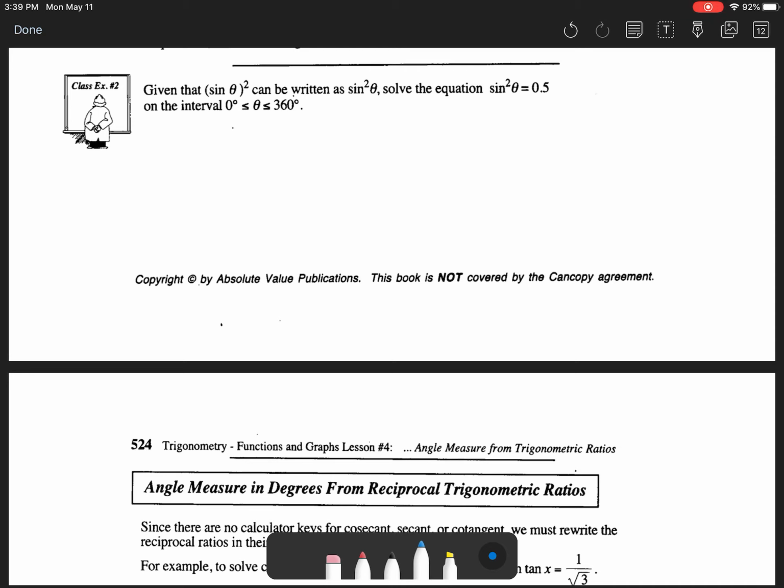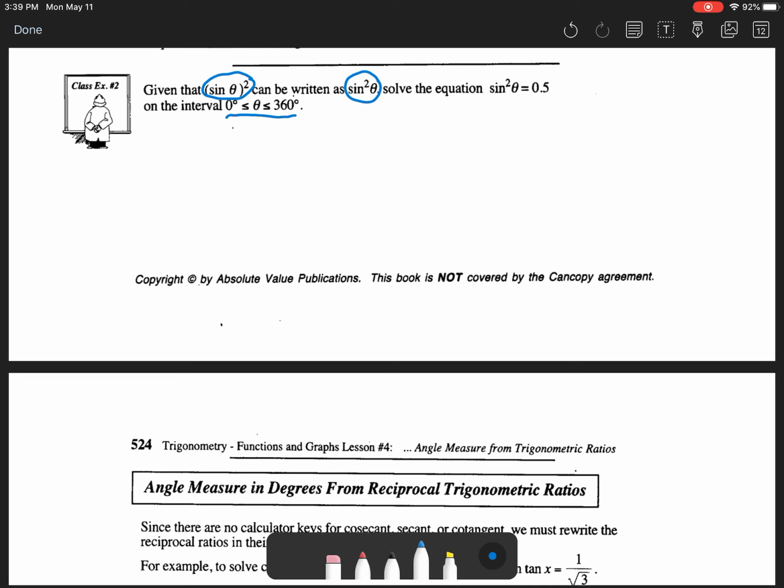All right, next question. Now, in the next question, they start with something that's actually really important. They say sine of theta all squared can also be written as sine squared of theta. So those two expressions are equivalent. So when I have sine of theta, which is all squared, that's the same thing as sine squared of theta. So that leads me to the question here, which says sine squared of theta equals 0.5.